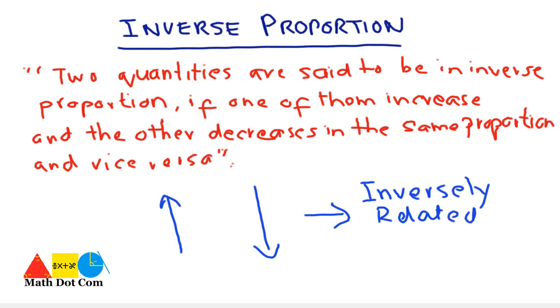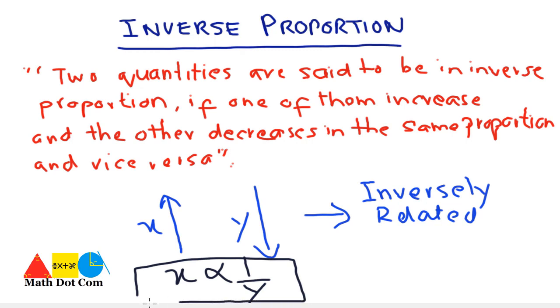For example, this is x and this is y. How can we represent their inverse relation? We can represent it as x is inversely related to y. So this is the notation that we use to say that one quantity is inversely related to the other. Let's see with the help of an example what its basic concept is.